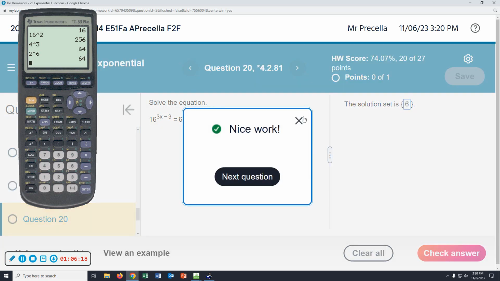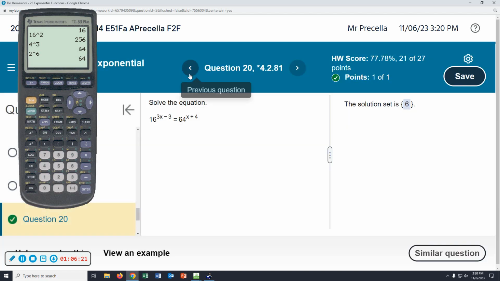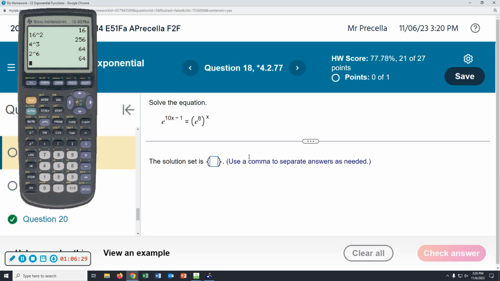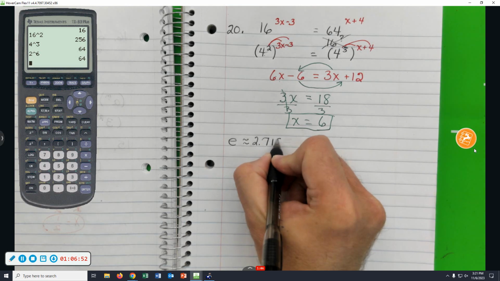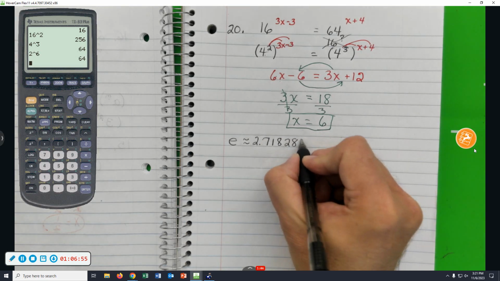Okay. Now, I want to go back to number 18. The lowercase letter e. You see, there's these e's here. When you see a lowercase letter e, that is not a variable. The x is the variable. E is representing an irrational number, approximately 2.718. It's a non-terminating, non-repeating decimal number.